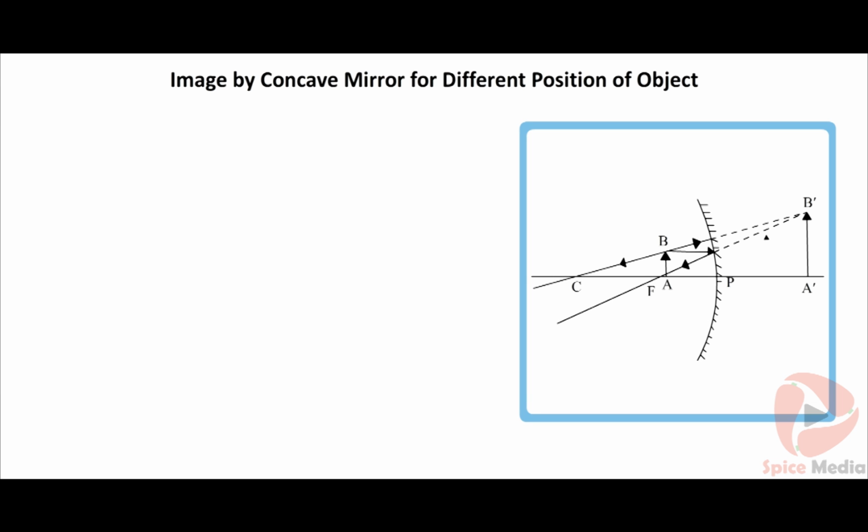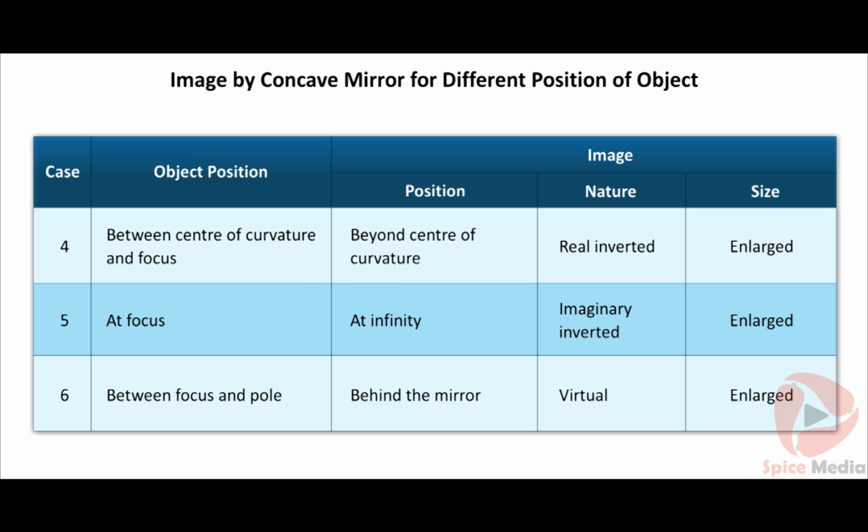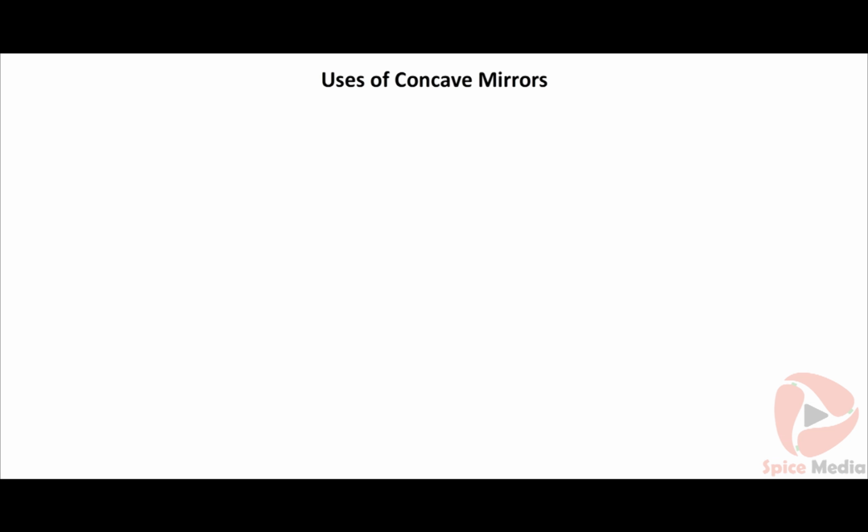On the contrary, when the object is placed between the pole and the focus, the object AB has its image A'B' formed behind the mirror and is virtual, erect, and enlarged. The given table details the nature of images obtained for different positions of the object. See this animation to understand more.